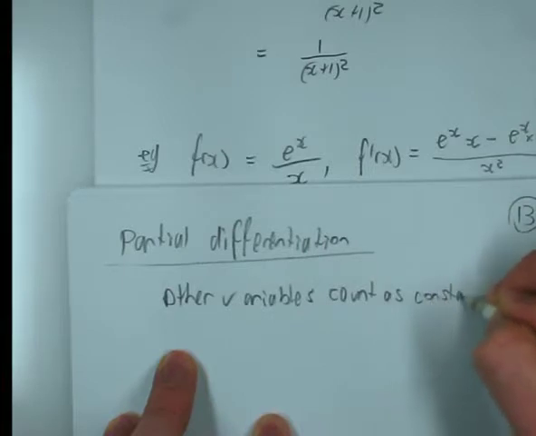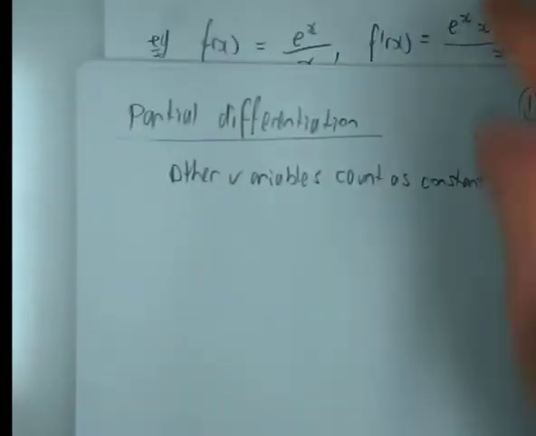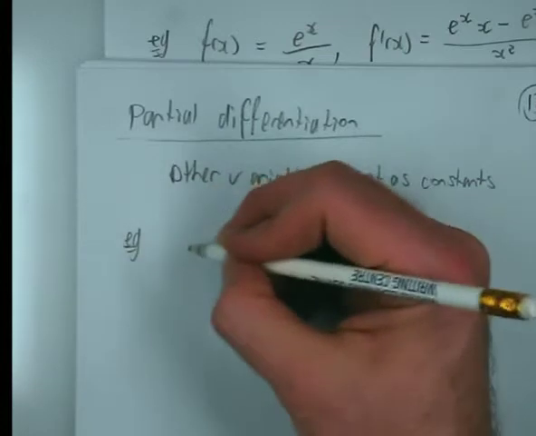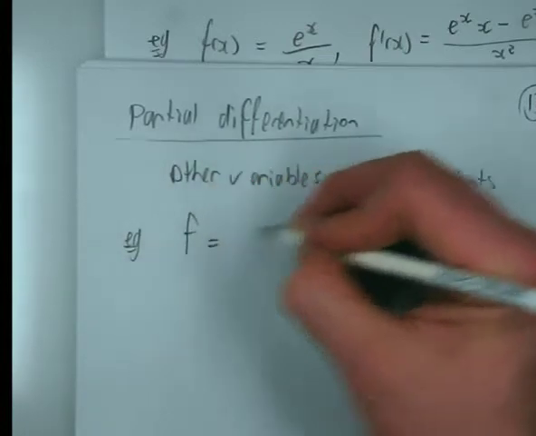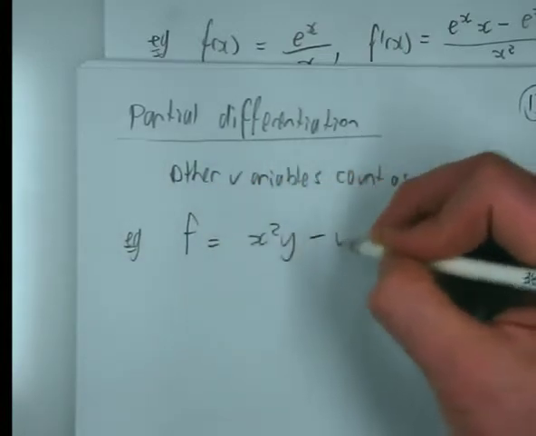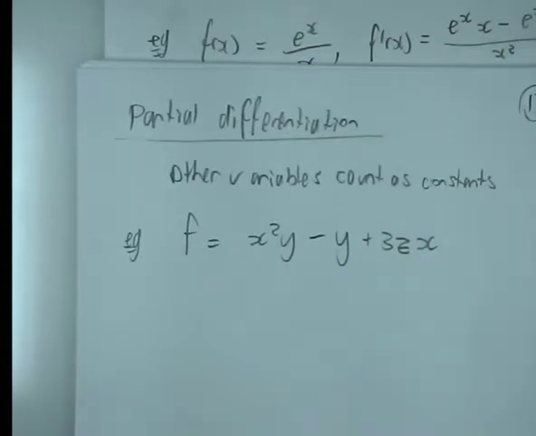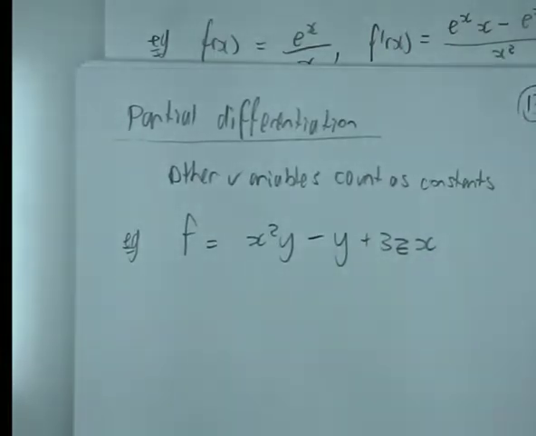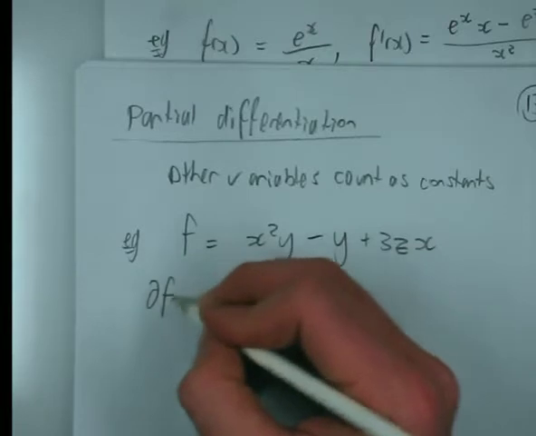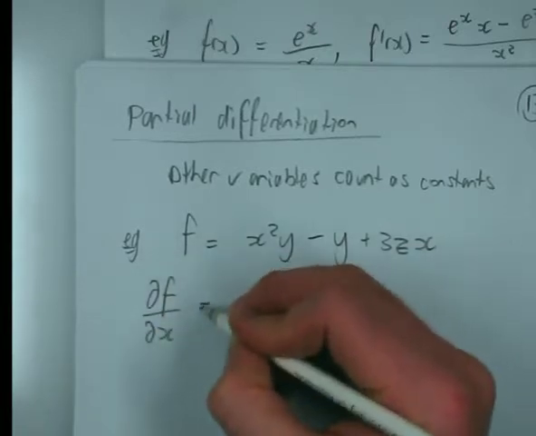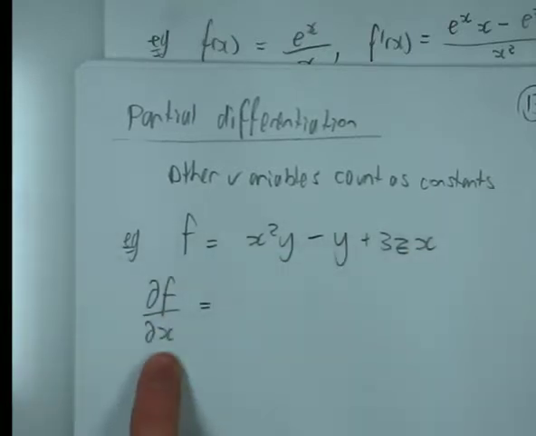So for example, I might say that f is x squared y minus y plus 3z x, something like that. And so if I want to differentiate that, I have to pick one of the variables to differentiate with respect to. So this is saying I'm going to differentiate with respect to x.